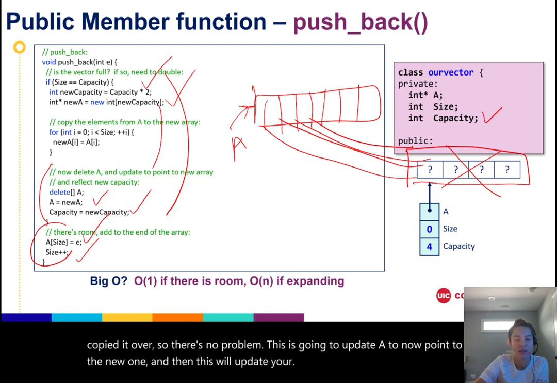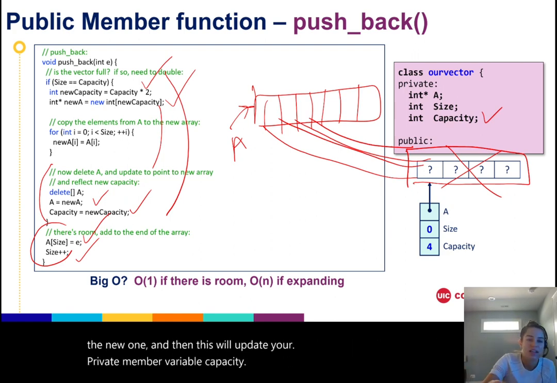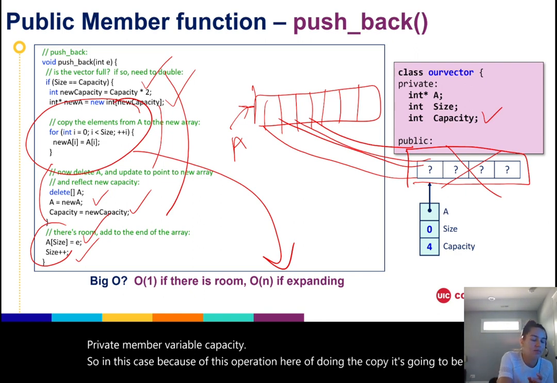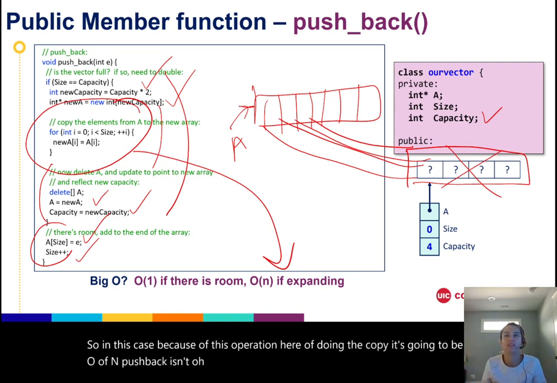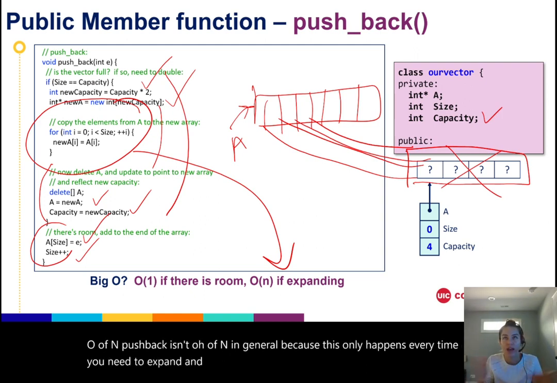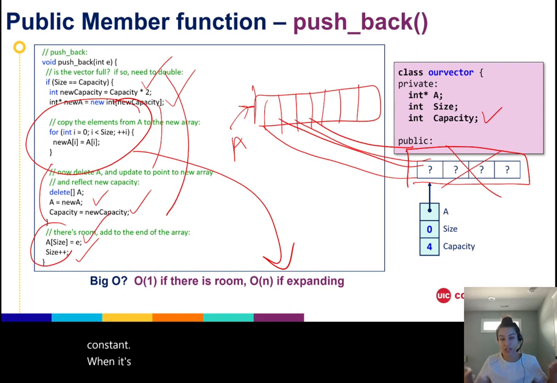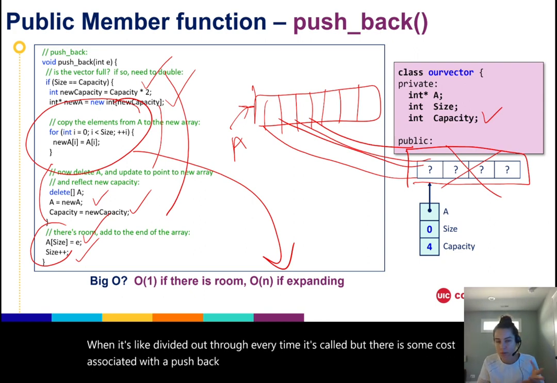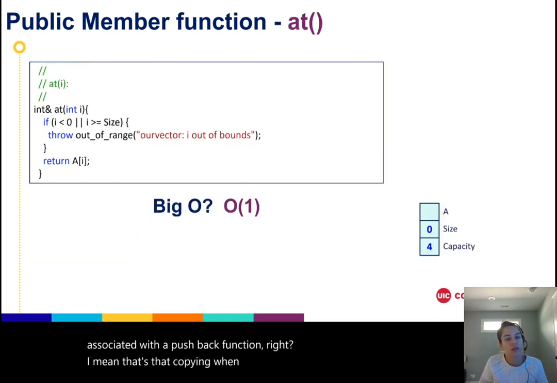and then this will update your private member variable capacity. In this case, because of this operation of doing the copy, it's going to be O(n). Pushback isn't O(n) in general because this only happens every time you need to expand. And so if you analyze it over time, it becomes basically constant when it's divided out through every time it's called. But there is some cost associated with a pushback function, and that's that copying when it expands.